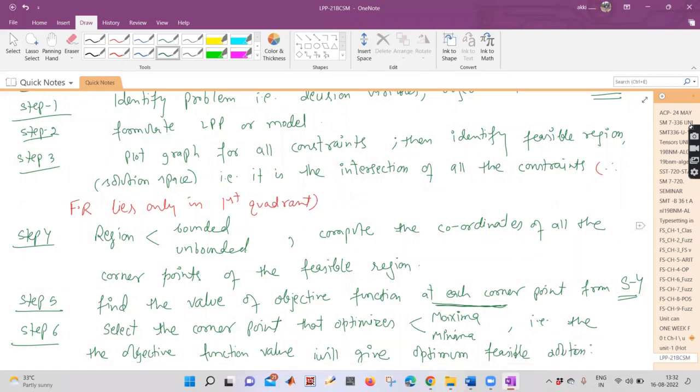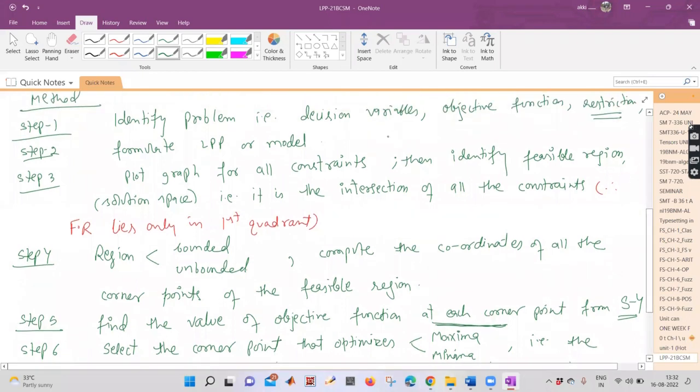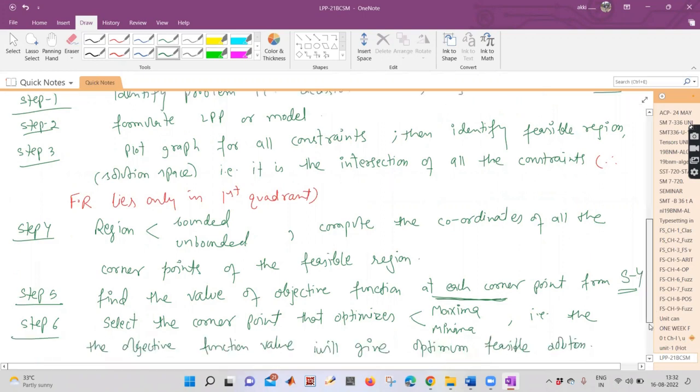Understood? Now, let me rewind. Very first step: identify all your decision variables, which we are looking for, x1, x2, x3, as per your formulated problem. What is your objective: a minimization or a maximization problem. The restriction has to be always greater than or equal to 0. You have formulated your model. Now I need to plot. How are we going to plot?